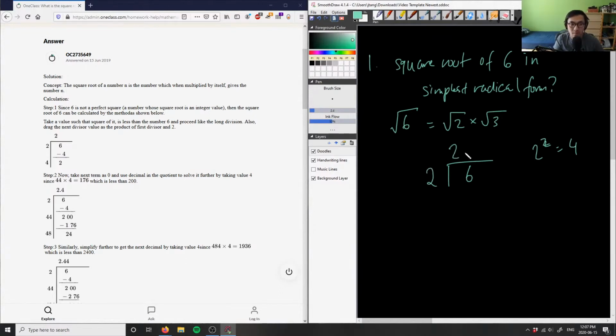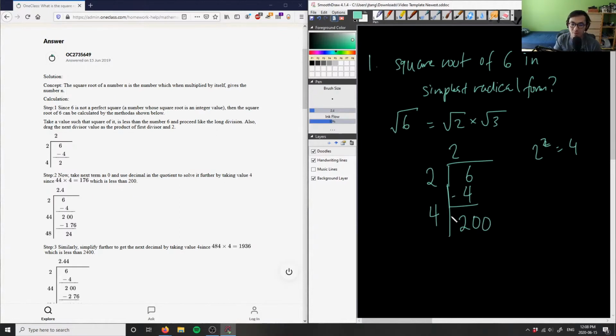We'll put 2 here. And then we know that 2 squared is 4, so we can put 4 here. Then we subtract this to get 2. What we're going to do next is double this number, so 2 times 2 becomes 4. And then we can add 2 zeros here as well. You can think of this as 6.0000. We're adding 2 zeros here.